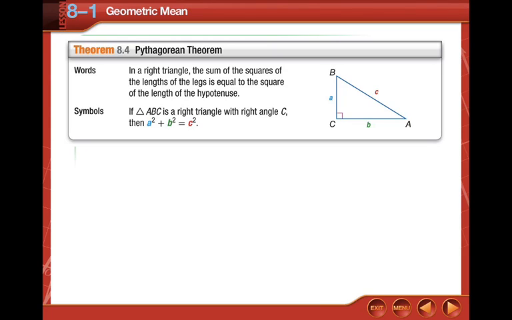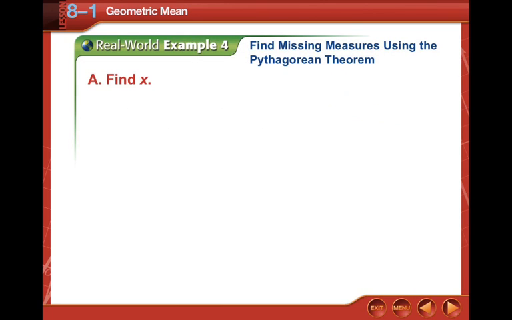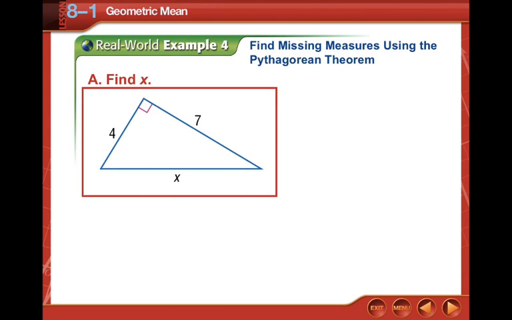So, first off, Pythagorean theorem, hopefully you've already seen this before. In a right triangle, the sum of the squares of the lengths of the legs is equal to the square of the length of the hypotenuse. So that is very wordy to say that if triangle ABC is a right triangle with right angle C, then A squared plus B squared is equal to C squared. A squared plus B squared equals C squared. So we need to find X, which is our hypotenuse in this case. So we're looking for our C.